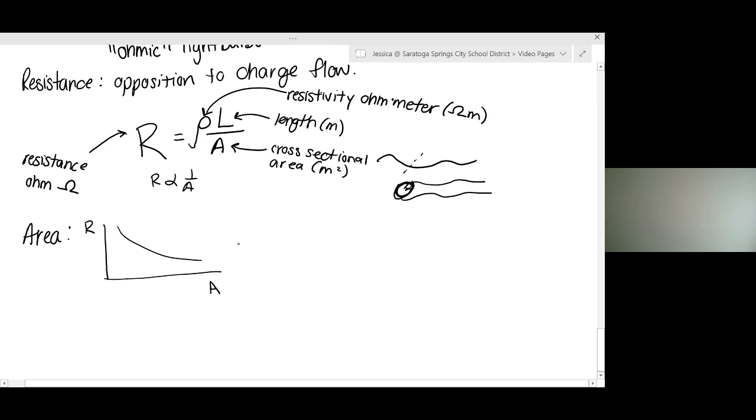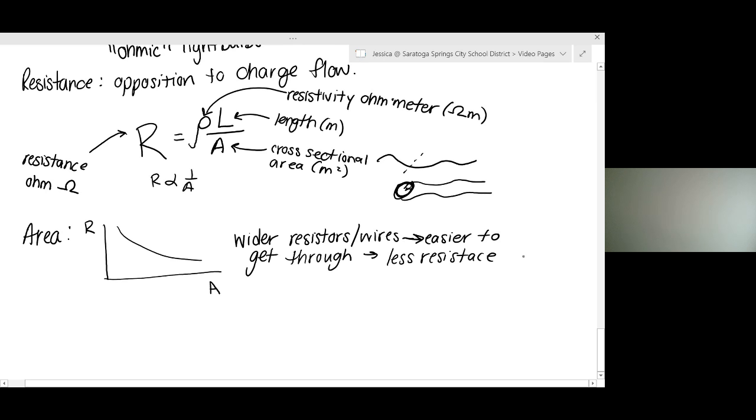So what this means for us is that wider resistors or wires are, in a sense, easier to get through. Okay, which makes sense. Think about a hallway. The wider the hallway, the easier it is to get through. Okay, so the easier something is to get through, the less resistance there is.